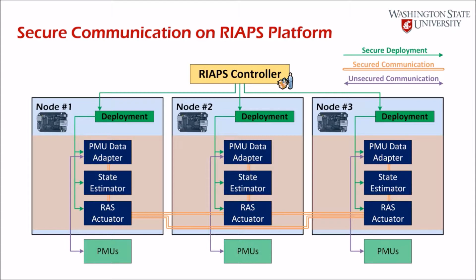For example, in our application, we use 3 nodes to implement the optimal wind curtailment RAS functionality. The RIAPS controller is responsible for deploying the application to 3 distributed nodes. When the application starts running, the PMU will start streaming real-time data packets under the IEEE C37.118 protocol. Then the application runs to solve the wind generation curtailment problem, and executes the control commands to the wind farms. By using this platform, the communications between different actors are secured.